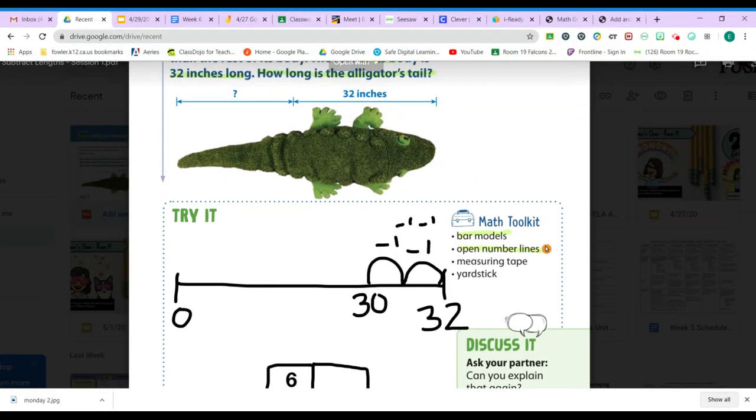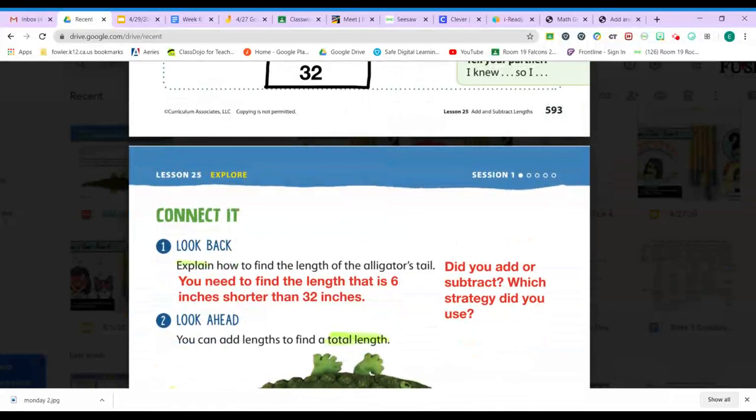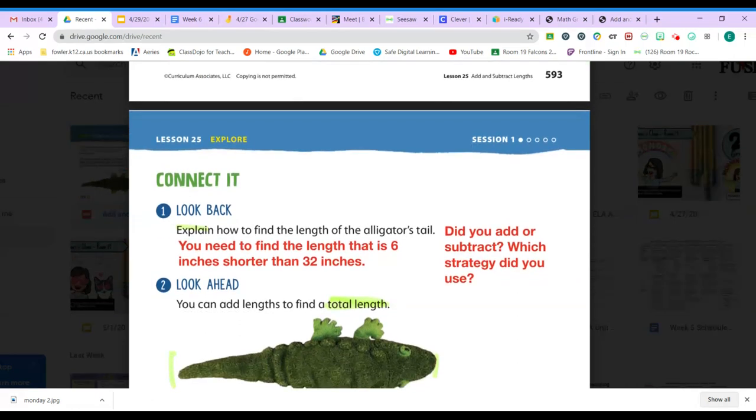Remember, it's 6 inches shorter. Well, I just wrote a brief explanation. It says you need to find the length that is 6 inches shorter than 32 inches. So you're going to explain, did you add? Did you subtract? Do you see my question? What strategy did you use? Go ahead and pause the video and explain how you found your answer.